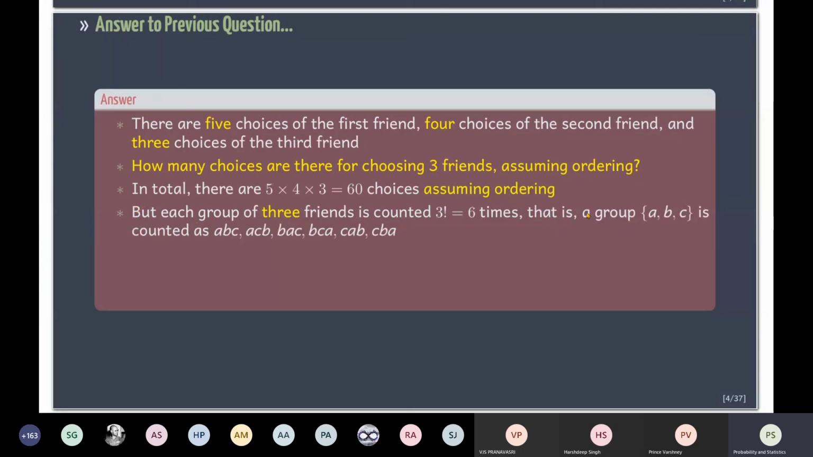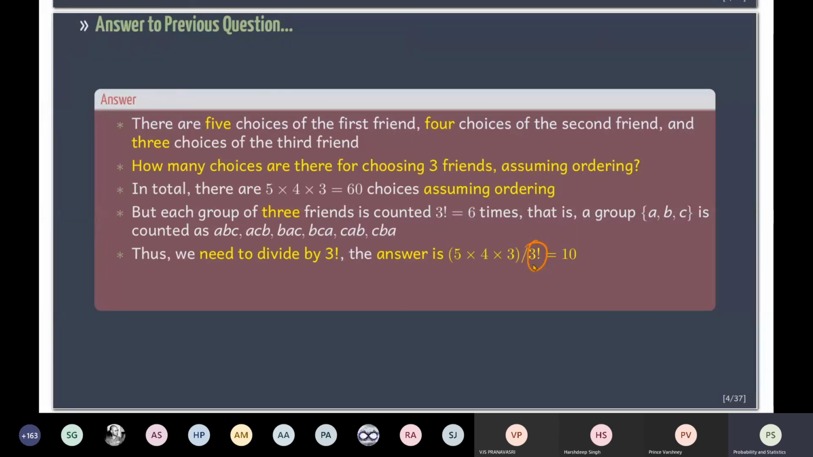So that group of A, B, C is counted 3 factorial times. So we need to divide by 3 factorial to get rid of these duplicates. This 3 factorial factor that you have in your counting has to be divided out, so that you get a unique group, unique in the sense of up to permutation.